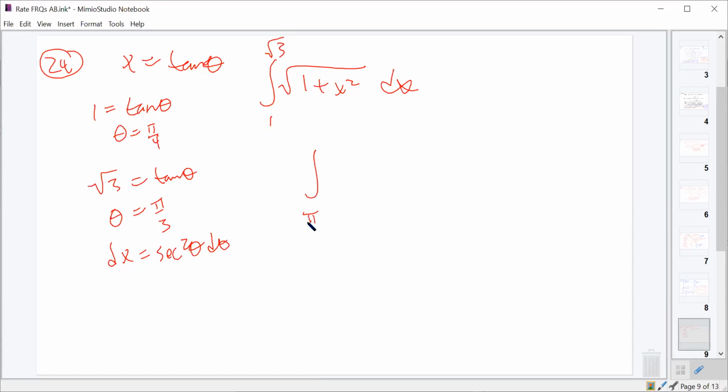So we end up with an integral from pi over 4 to pi over 3 of the square root of 1 plus tangent squared theta times secant squared theta d theta. And 1 plus tangent squared, using a Pythagorean trig identity, is secant squared. The square root of secant squared is secant, and secant times secant squared is secant cubed.